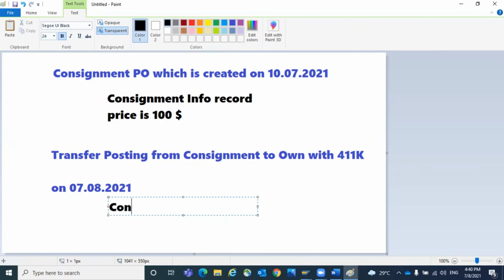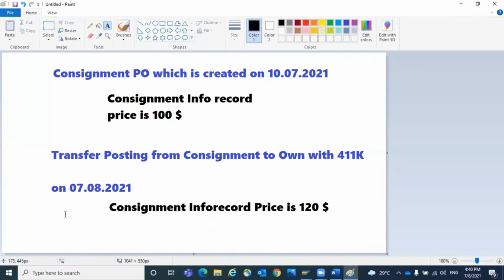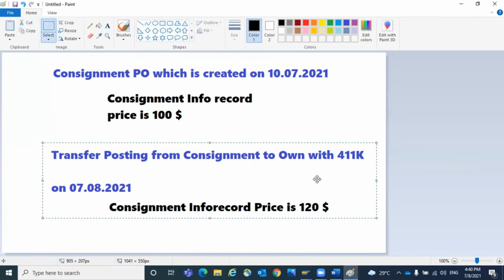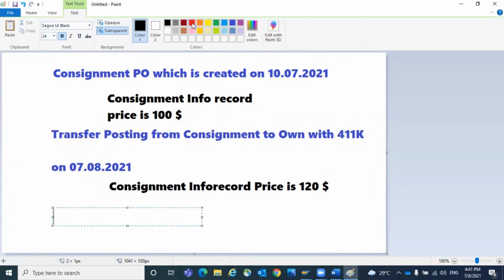Now the consignment info record price is $120. Now the consignment price is $120 at this point of time. Now you tell me the accounting entries if I transfer 10 pieces. Now I'm transferring only 10 pieces. What is the accounting entries?